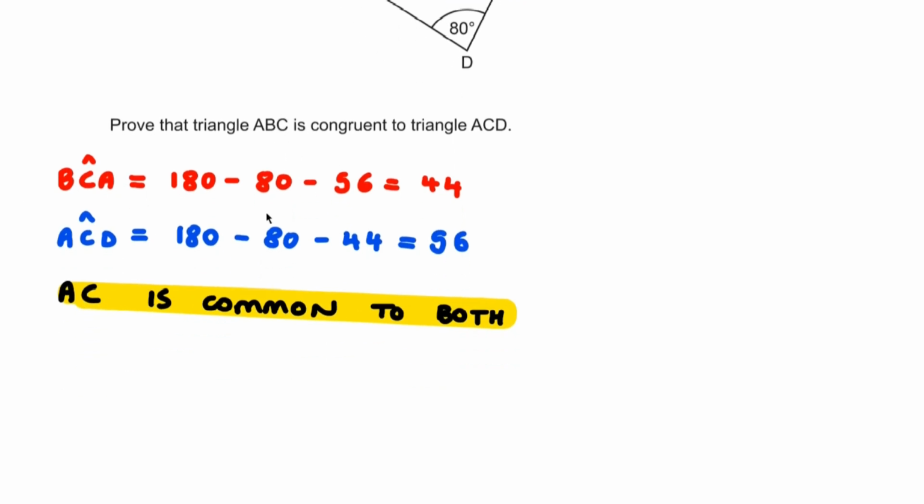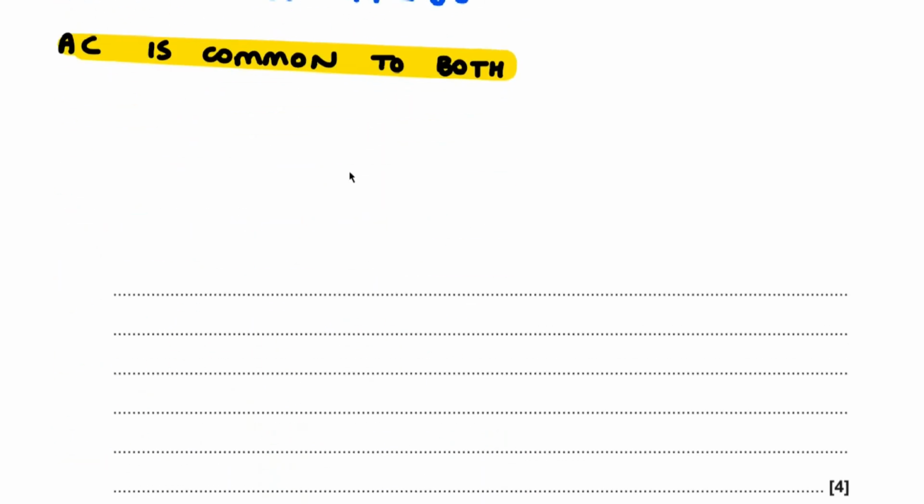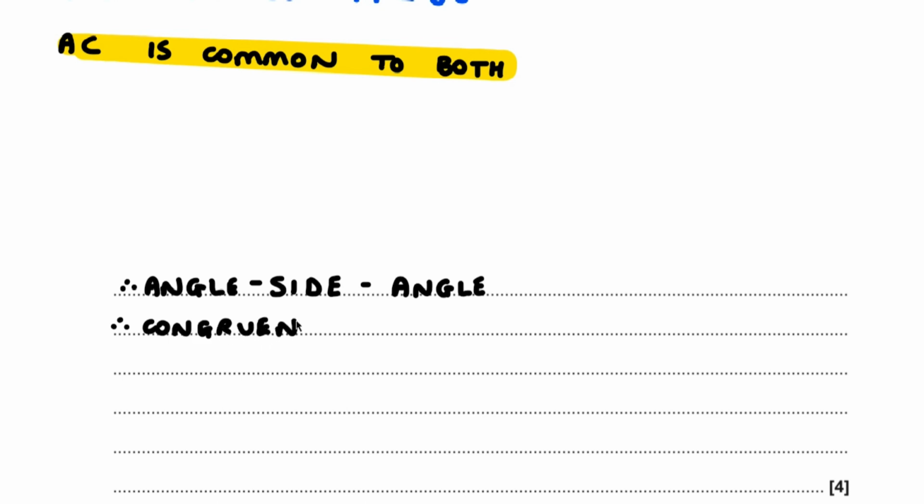So what situation do we have here? Well, we've got a situation of angle, side, angle. And therefore we have our triangles which are congruent.